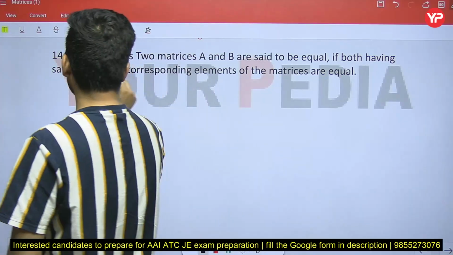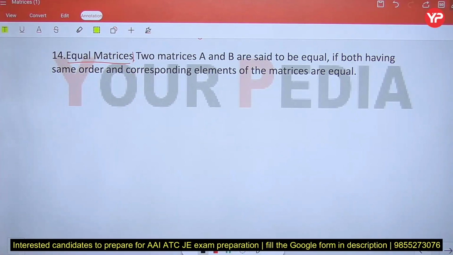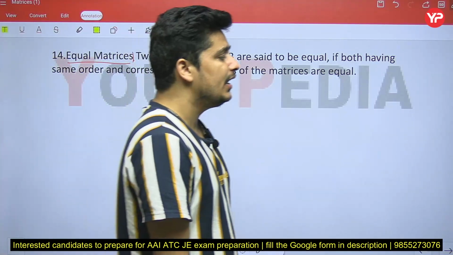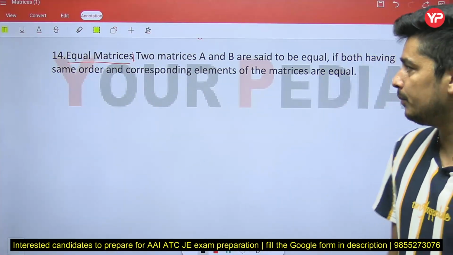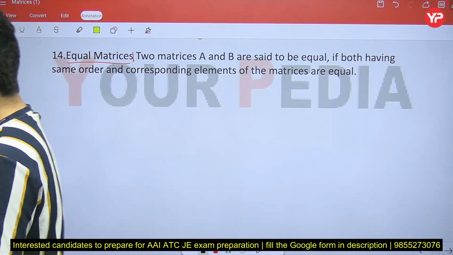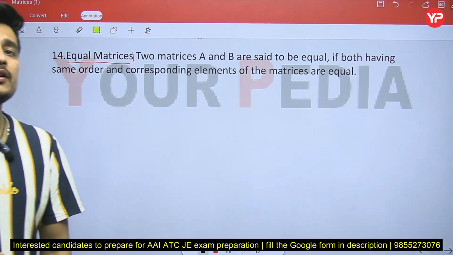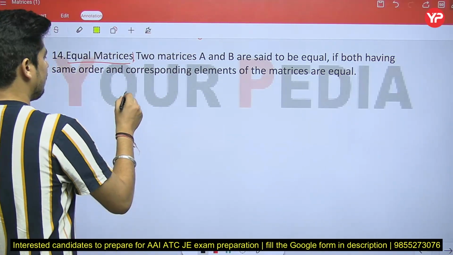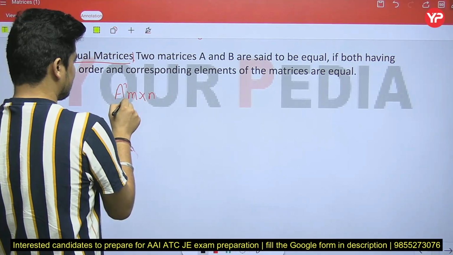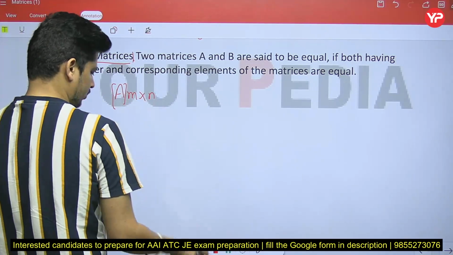Equal matrices. Whenever we are talking about equal matrices, two matrices A and B are said to be equal matrices. The first condition is that their order should be the same. Let us take a first matrix that is M cross N.